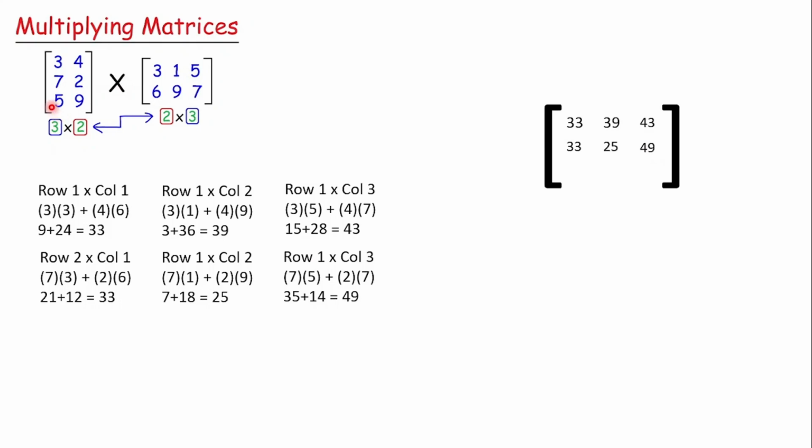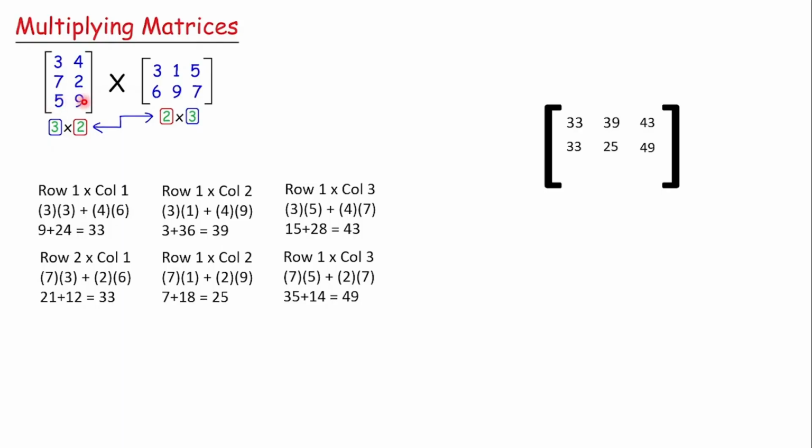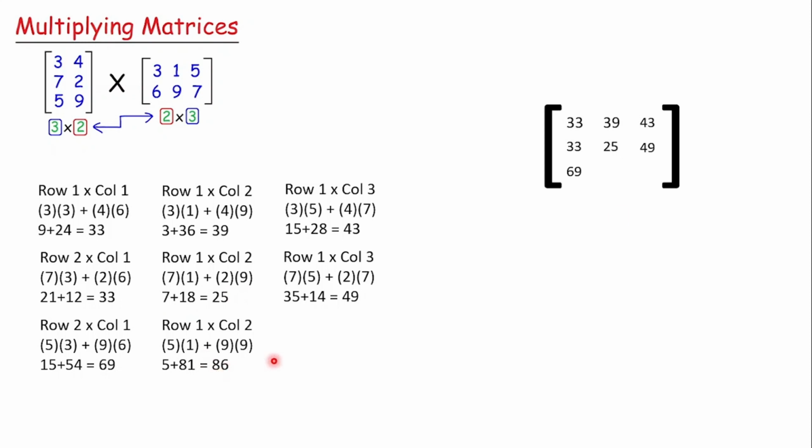Almost done. Nearly finished. 5, 9 times 3, 6. 5 times 3, 15. 9 times 6, 54. Add them together, you get 69. 69 comes in this spot. 5, 9 times 1, 9. 5 times 1, 5. 9 times 9, 81. Add them together, get 86. 86 comes in this spot.